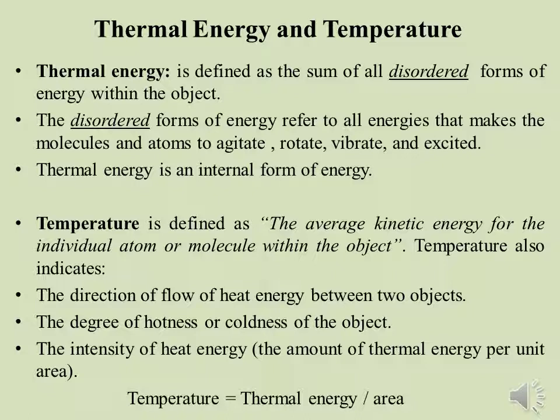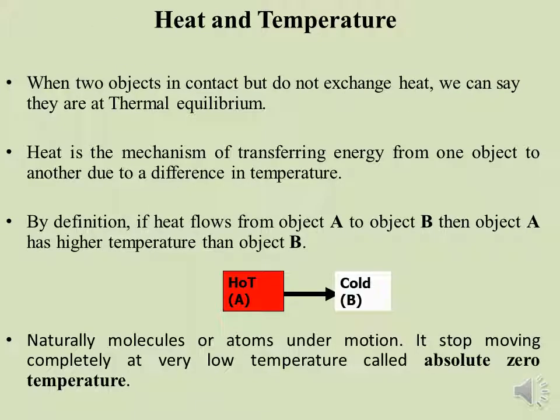Temperature is defined as the average kinetic energy of the individual atom or molecule within the object. Temperature also indicates the direction of flow of heat energy between two objects, the degree of hotness or coldness of the object, the intensity of heat energy, the amount of thermal energy per unit area. Temperature equals thermal energy per unit area.